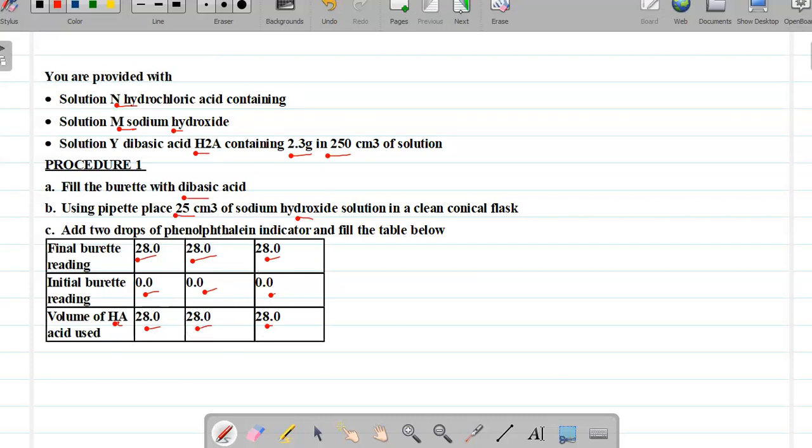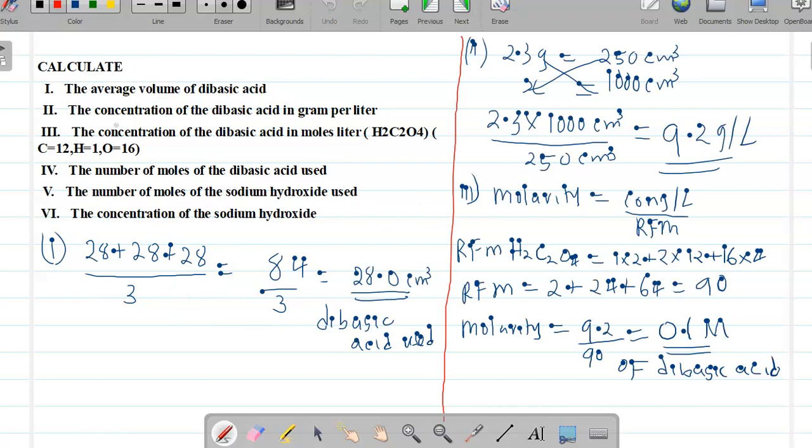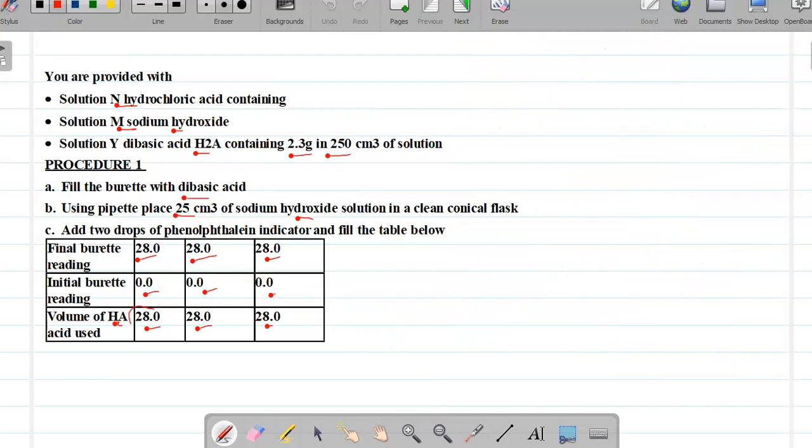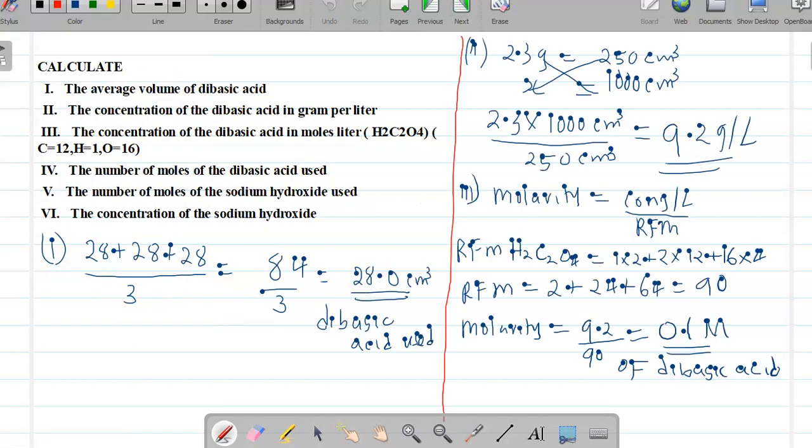The first question, obviously, is to calculate the average volume of the dibasic acid. To calculate the average volume, you pick these values here, 28.0, 28.0, 28.0. You add all of them, 28 plus 28 plus 28, which gives 84, divided by 3, and you get 28.0 centimeter cubed of dibasic acid. This is the volume of the dibasic acid used out of 250.